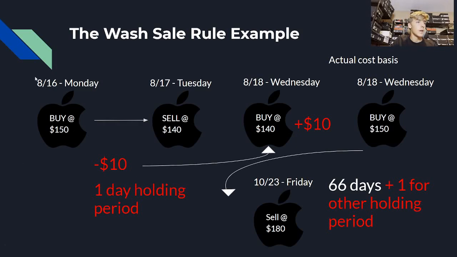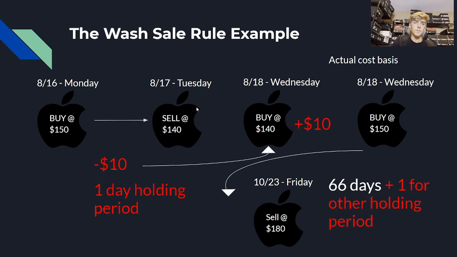Today we're going to walk through an example of buying Apple at 150. Okay, August 16th, today, Monday. Let's say you bought it at 150. Now, tomorrow, let's say you sold it at 140, right? You lost money. Let's say Apple fell $10. You automatically get a loss of $10, right? That's the realized loss.